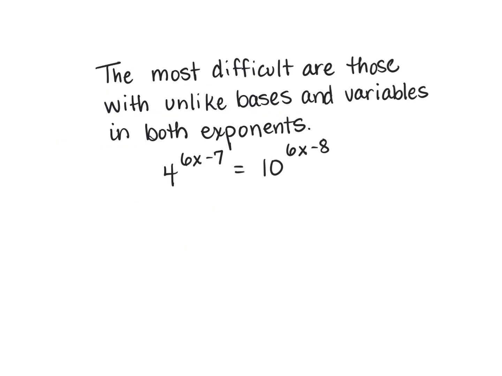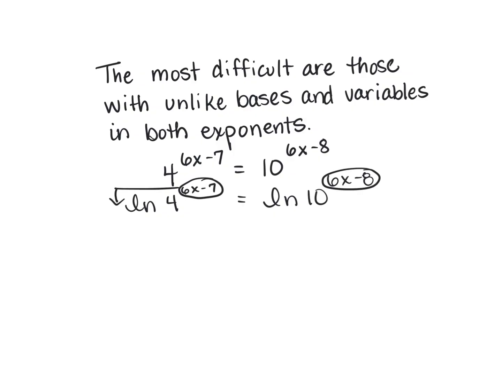So the most difficult of these to work on are the ones where you can't get like bases and you have exponents with variables on both sides. So that is the case in this problem. This problem is going to take quite a bit of paper, so if you needed to move to a new page, I would go ahead and do that. So we're going to take the natural log of both sides. Now, doing this will enable us to bring down our exponents, and it's also going to give us a very complicated equation.